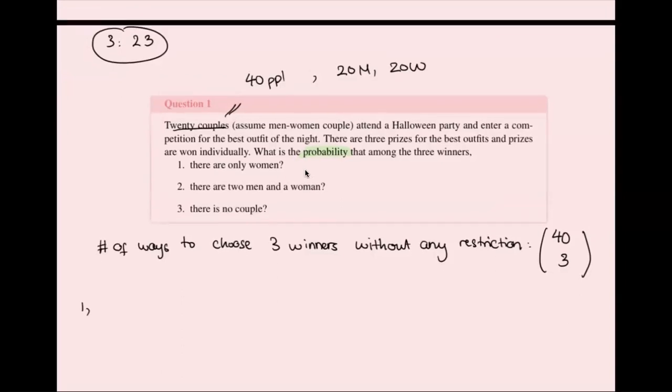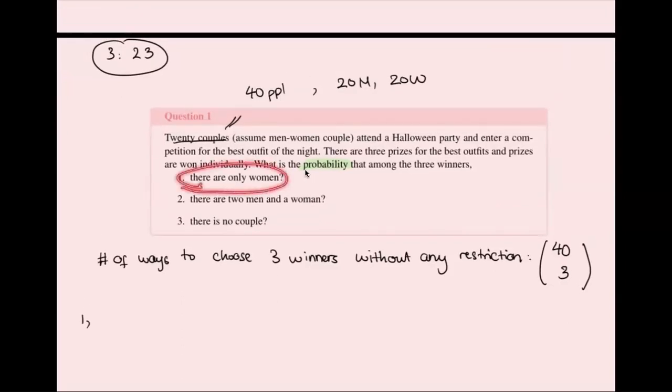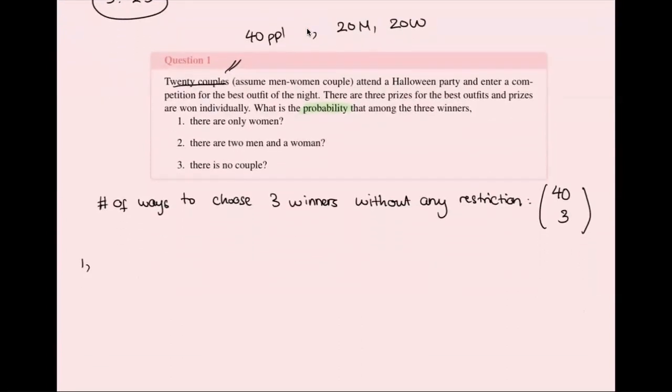For the first one, I have the restriction that there are only women. So what is the number of ways to choose 3 winners such that all of them are women? It just means I look at the women and I choose them, right? I see a student answer here: 20 choose 3 and 20 choose 0.